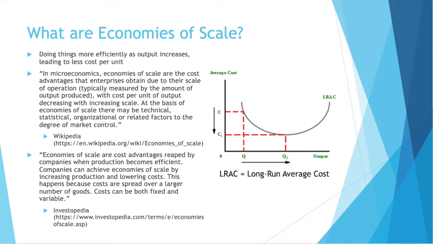Economies of scale are cost advantages reaped by companies when production becomes efficient. Companies can achieve economies of scale by increasing production and lowering costs. This happens because costs are spread out over a larger number of goods. Costs can be both fixed and variable, and you can see in the image on this slide, that line is the long run average cost, and see how it goes down from left to right as the x-axis, the number of units produced, increases, the y-axis value, the cost, decreases. That is economies of scale represented graphically.